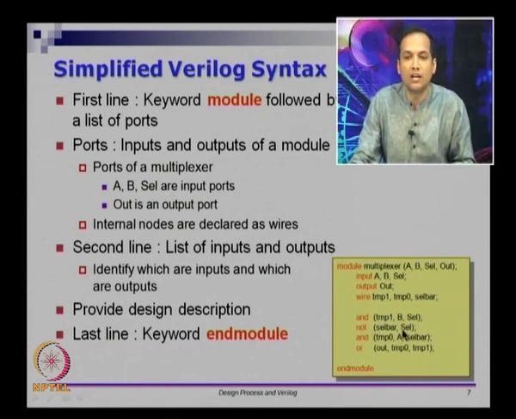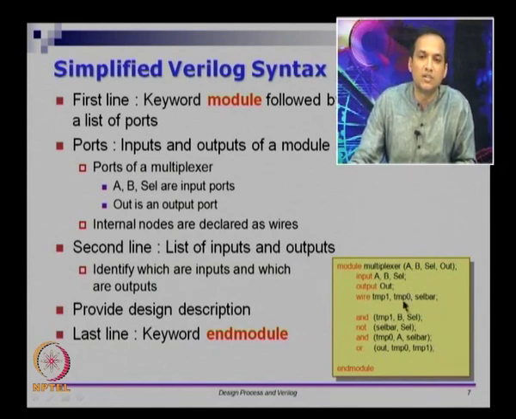Similarly, not of select is select bar, and of A and select bar is temp 0, and OR of temp 0 and temp 1 is out. That is what this description says. So in this description we also have AND, NOT, AND and OR here. These are marked in red, they are also keywords. They are called Verilog primitives.